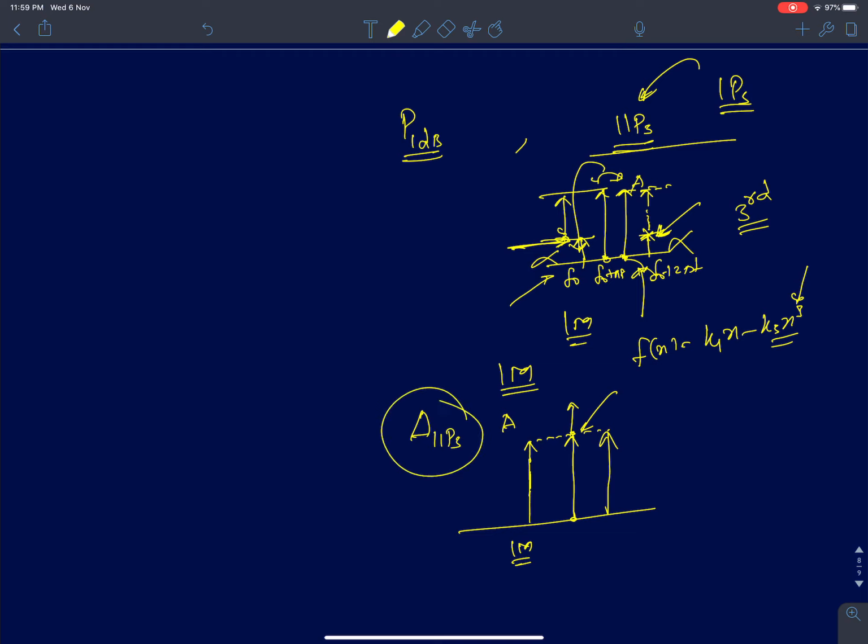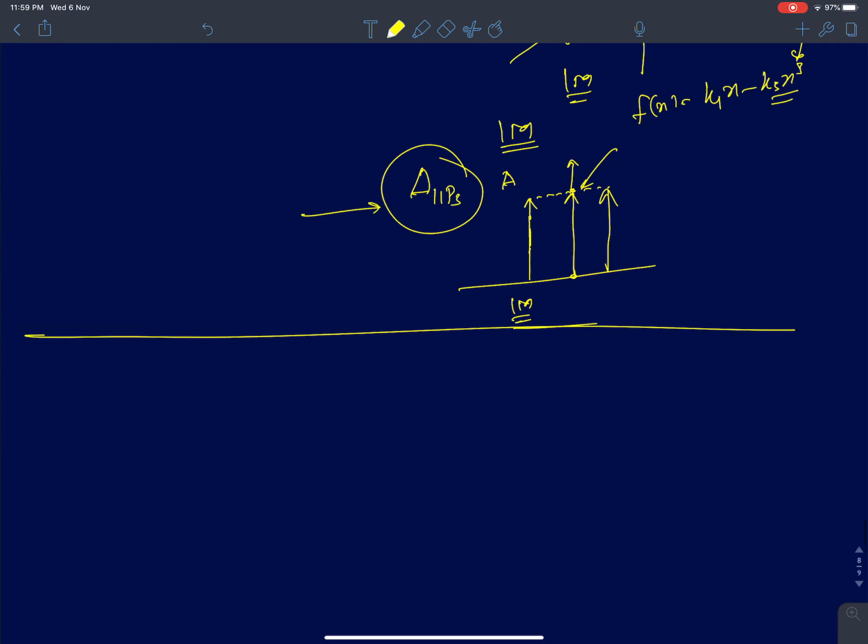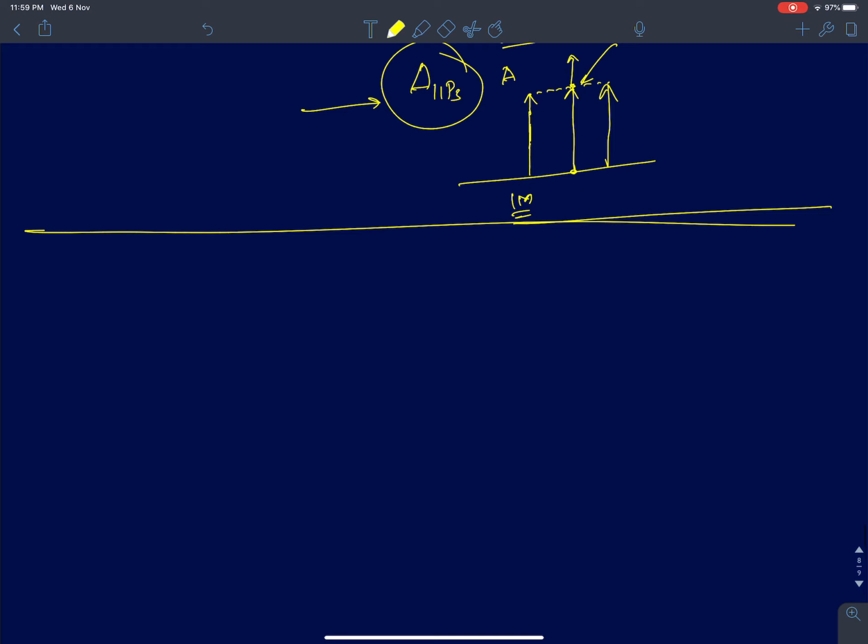In this lecture I will discuss P1 dB, the effect of P1 dB in cascaded systems. In the next lecture I will talk about AIP3 and its effect in cascaded systems. So first we will talk about P1 dB, that is the 1 dB compression point. Both are very important parameters.